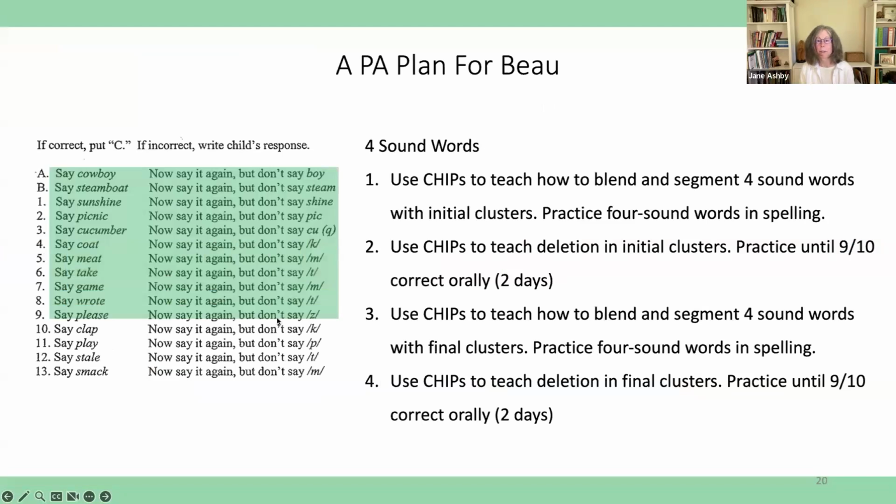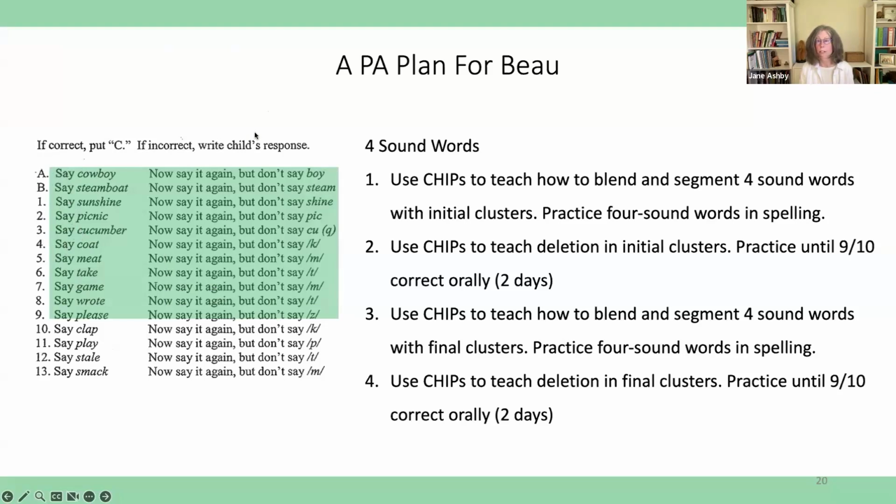So let's make a plan for Bo. We're going to review his performance on the test of phonological awareness. And what I have in green here are all the ones that he got correct, just to refresh your memory. So he's got syllables, words, syllables, initial sounds and end sounds in 4 sound words, but where he really had difficulty was with these blends.